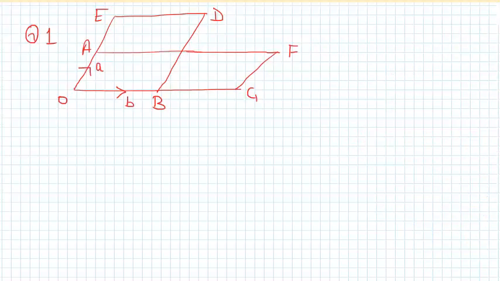I don't have a question ready, so I've made this diagram. It is saying that OBDE and OAFG. So what they are saying is this is a parallelogram, and also this is a parallelogram.